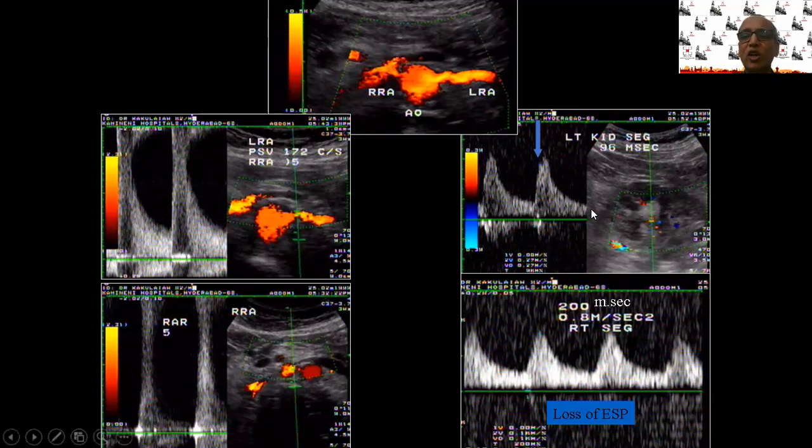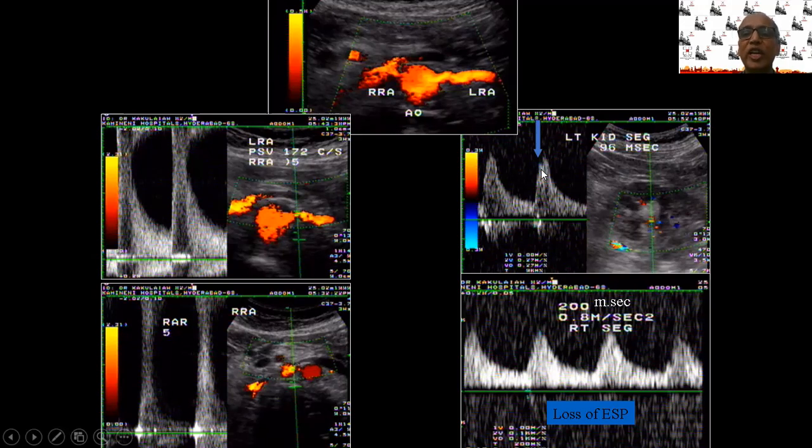And when you interrogate the kidneys, there are two things which you look at. One is the resistive index, which is the peak systolic velocity minus the end diastolic velocity divided by the peak systolic velocity. And the other is called the acceleration time. You measure the time from the origin of the systole to the peak of the systole.